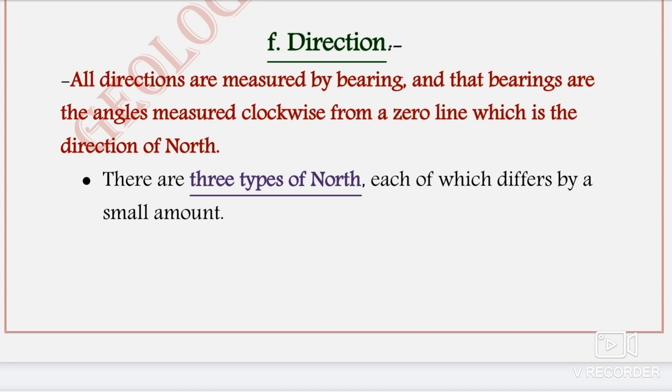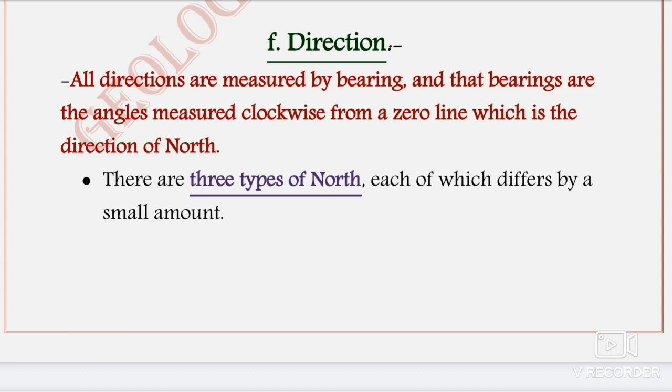So all the directions are measured by bearing, and the bearings are the angles measured clockwise from a zero line, which is the direction of north. So the north direction is also known as the zero line, because all the directions are taken from the north. So north is the zero line.